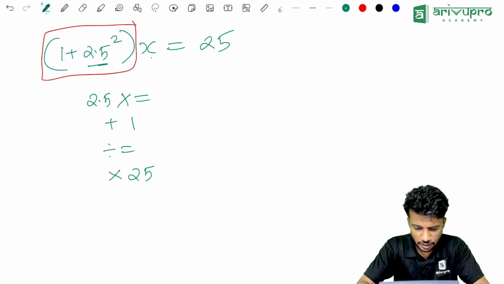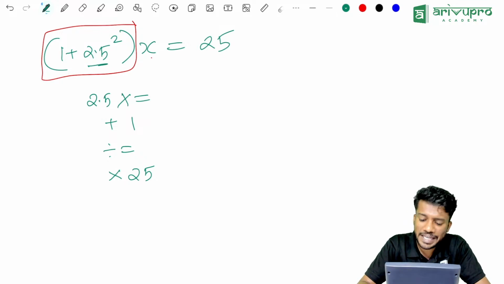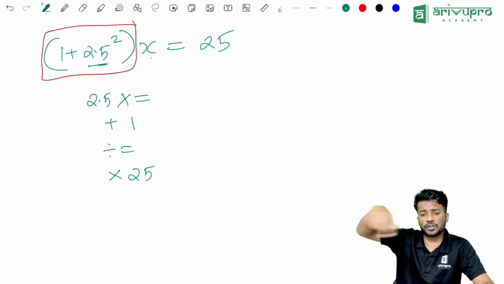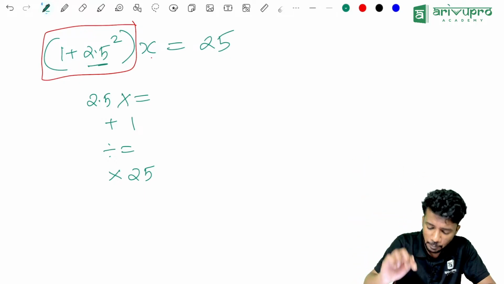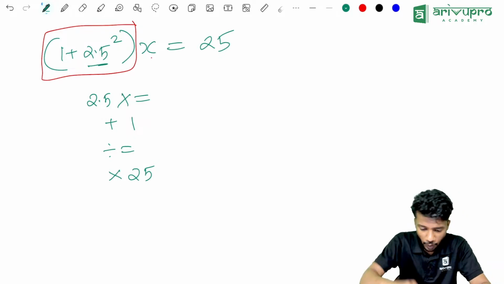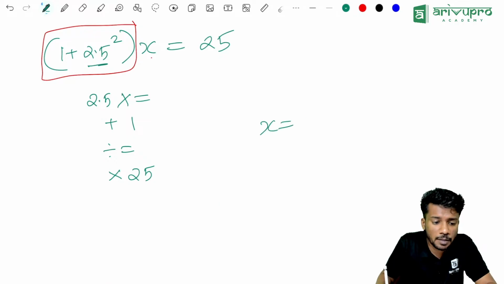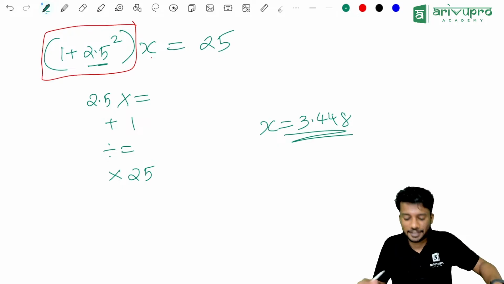Now how to do this? Take the calculator. First type 2.5 into equal to. Then to that you will add plus 1. Then you will click divide equal to. That means it is becoming the reciprocal and going to the other side, correct? Then you multiply it with 25. You are getting the value of x, which is 3.448. Correct? Yes, right answer.